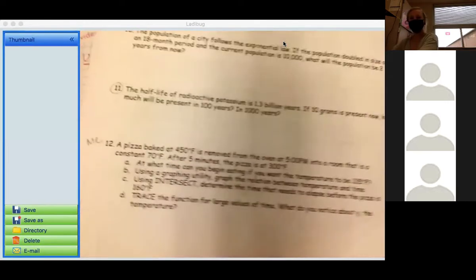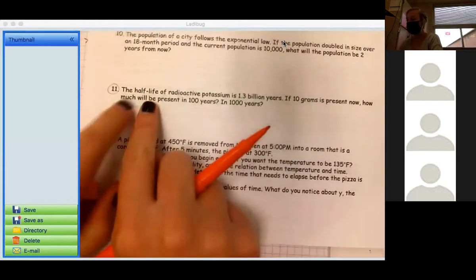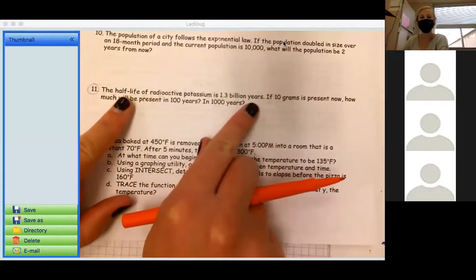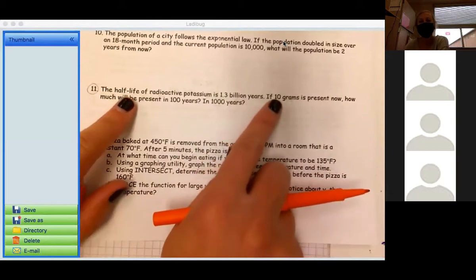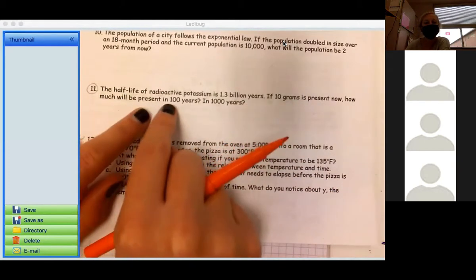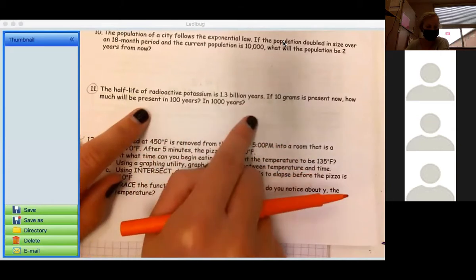Let's do 11. So really, this formula should not be anything new because we used APERT yesterday, right? So I'm not going to do more than one example if that's okay with y'all. Are y'all good with just one example? All right, let's do it. So 11, the half-life of radioactive potassium is 1.3 billion years. We're about to get some big numbers. If 10 grams is present now, how much will be present in 100 years, in 1,000 years?